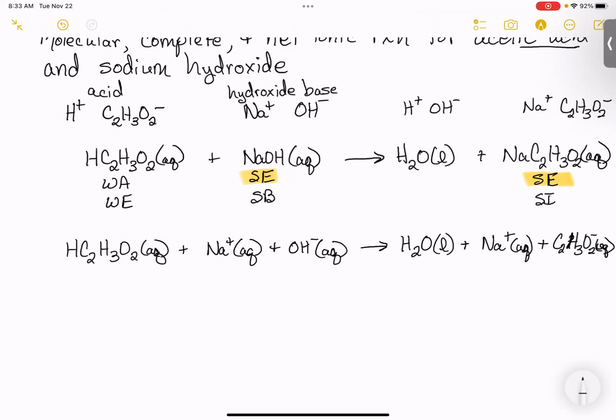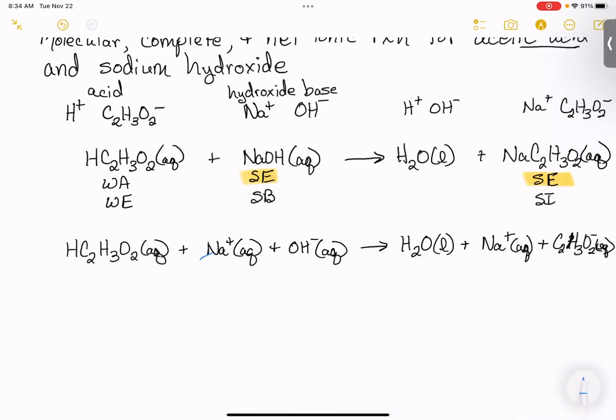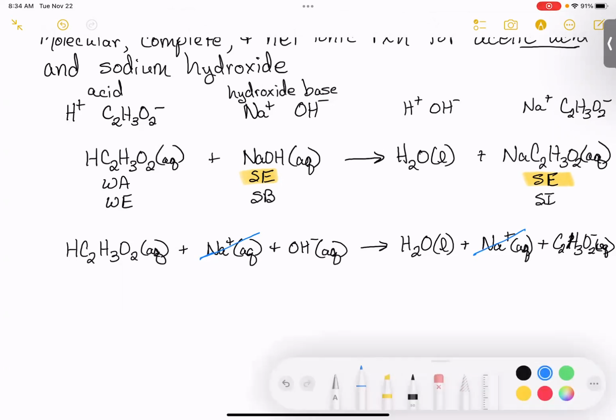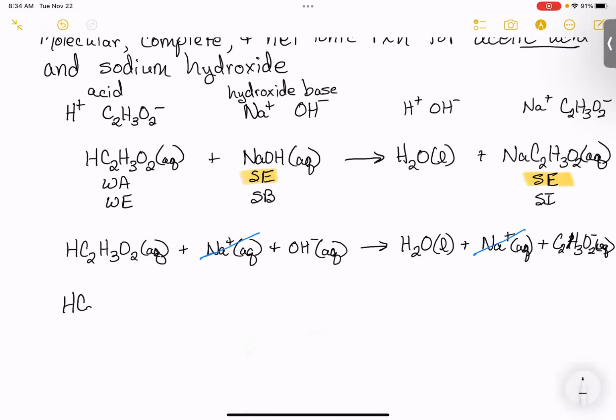That is the complete ionic reaction for this weak acid, strong base. To go from complete to net, what do I do? Eliminate my spectators. And if you have a weak acid, strong base, you'll only have the spectator of the metal ion. Everything else comes down into the net ionic equation.